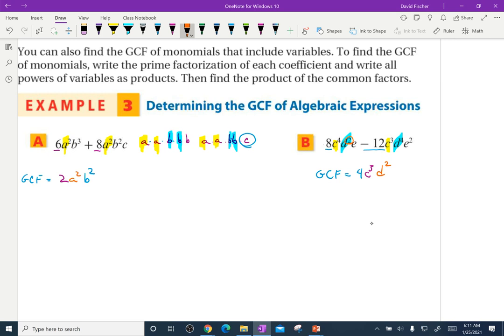Now they both have E's as well. So I'm going to look at my E's. That's an E to the first, and that one's an E to the second. So E to the first is my lowest. And you know what? I'm going to go back and fix that. I'm just going to put E because E is the same as just E to the first. All right. So this is my final answer. 4, C to the third, D to the second, E.